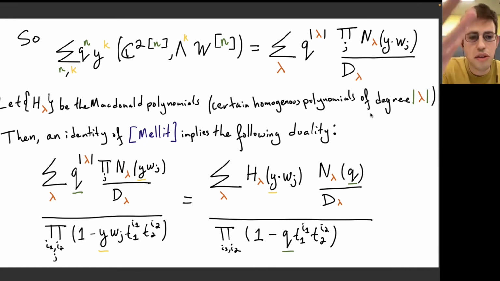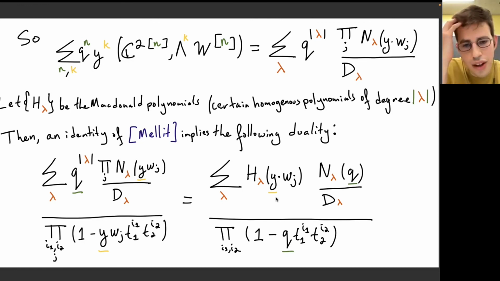And the consequence of an identity of Mellit is the following duality. On one side, we have a numerator that exactly matches this expression we have up here. So this is exactly the descendants, this equivariant descendant series for this vector bundle W. And then there's some kind of normalization factor that you don't need to worry too much about. That should remind you a little bit of the normalization of these denominators that have been showing up throughout the descendant series in the talk.